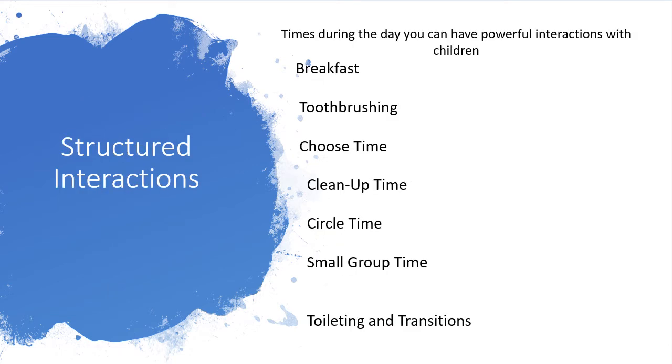Okay, like I said, we're going to go through some structured interactions. They're just the things that you can do throughout your day to help you know what to say to children and how to say it at different times. There are different times in the day you can have powerful interactions with children. As a matter of fact, it can be every single minute of the day. But this little guide will help you say, oh, I can say this or I can do this. So we're going to go through breakfast, toothbrushing. We don't do toothbrushing anymore, but in case, we can share with parents what we can do during toothbrushing. Then choice time, cleanup time, circle time, small group time, and toileting and transition time.